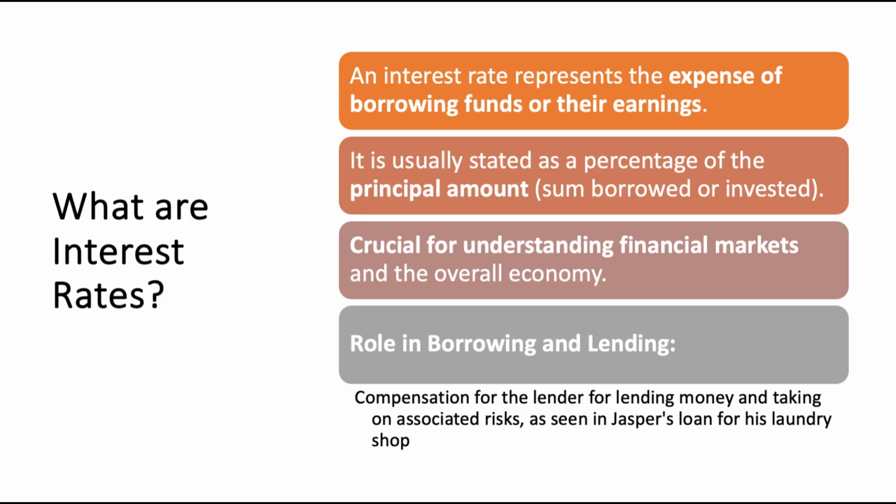To make this more concrete, let's look at Jasper's case. He borrowed money to start his laundry shop. The interest rate he agreed to determines how much extra he needs to pay the lender. That's the lender's way of being compensated for the risk and for giving up the chance to use that money elsewhere. So, whenever we talk about borrowing and lending, the interest rate is the bridge between the lender's gain and the borrower's cost.